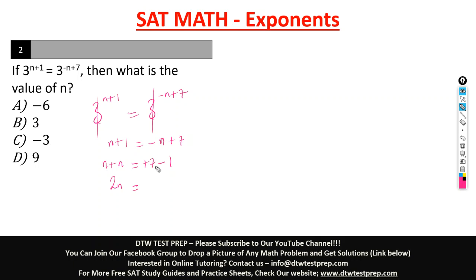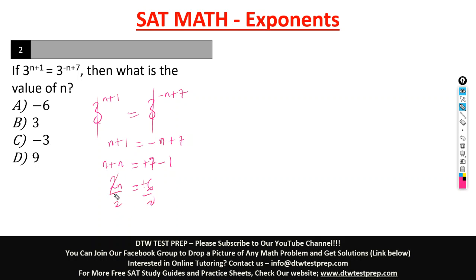And what is positive 7 negative 1? You see, understanding your sign rules in operating with integers is quite very important. Positive 7, negative 1: we subtract 1 from 7. It gives us 6. Then we take the sign of the bigger number, which is positive. So this will be a positive 6.